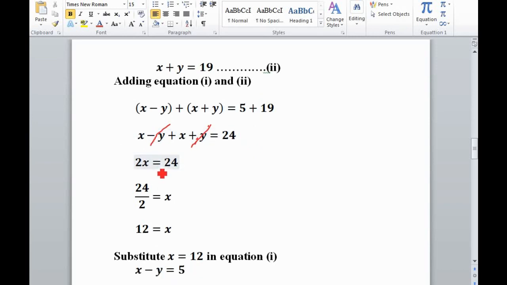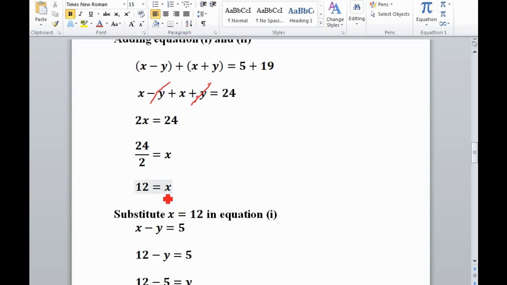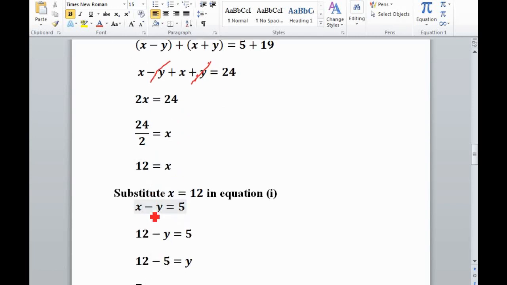It means that they will cancel out each other, so we have x plus x equals 2x, and the right side is 24. To find x, let's take this 2 from the left to the right side, then this equation becomes 24 upon 2 equals x. Since 24 is a multiple of 2, we get x equals 12. Now we have the value of x, 12.